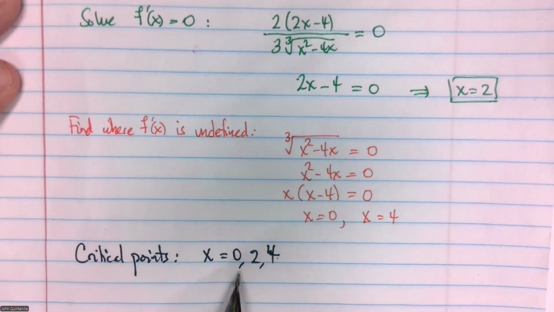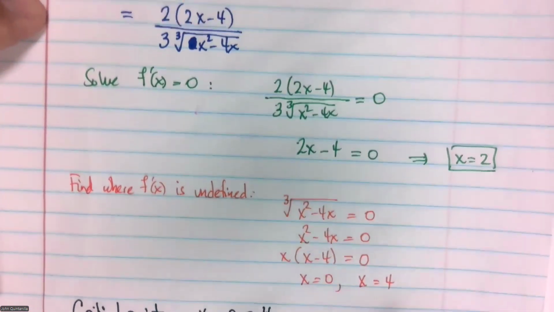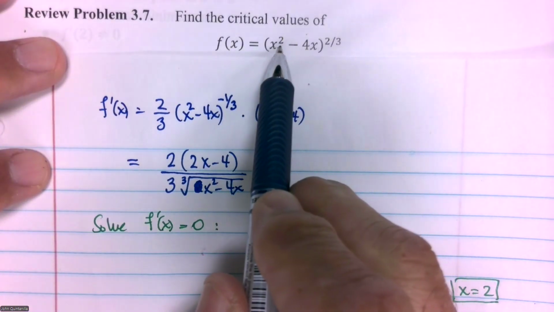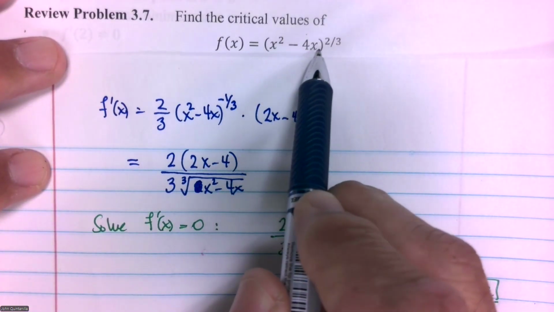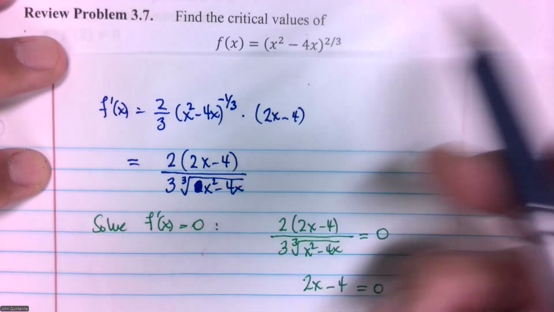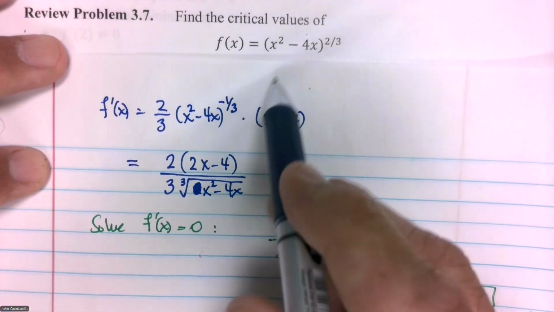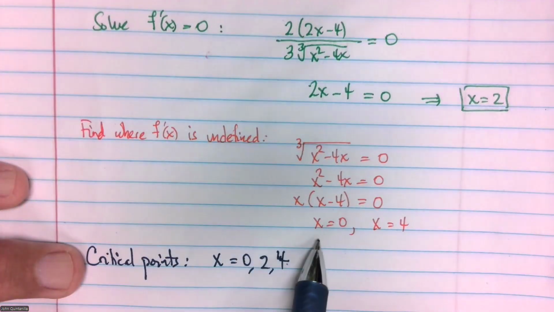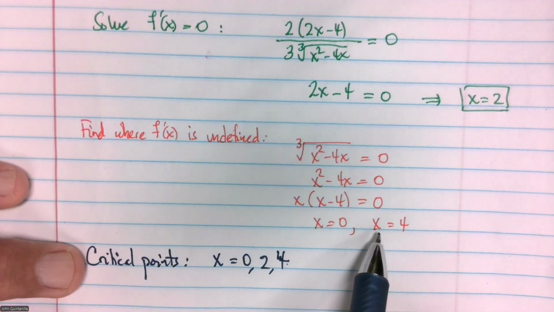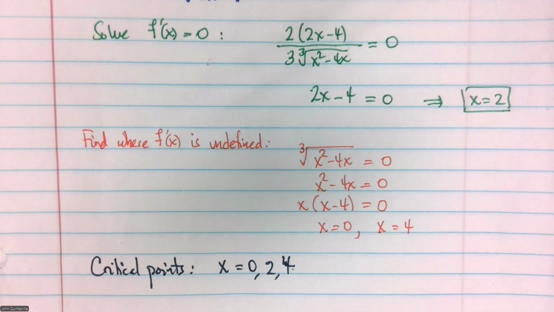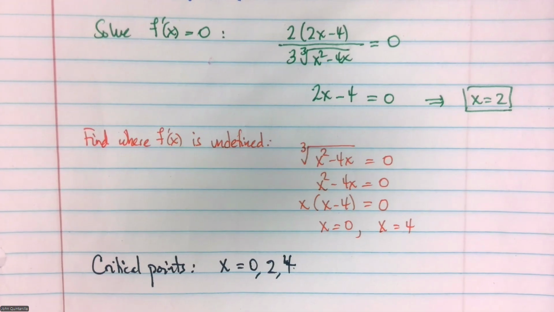Now, before closing the video, I'll mention that 0 and 4, I can plug 0 and 4 just fine into the original function. If I plug 0 into this, I get 0 to the 2/3, which is 0. If I plug 4 into this, I would get 0 to the 2/3, which also is 0. So the function is perfectly well defined at 0 and 4, but the derivative is not defined at 0 and 4. It turns out there's a sharp corner at those points. And so this is an instance where the function is defined, but the derivative is not defined at those 2 points.